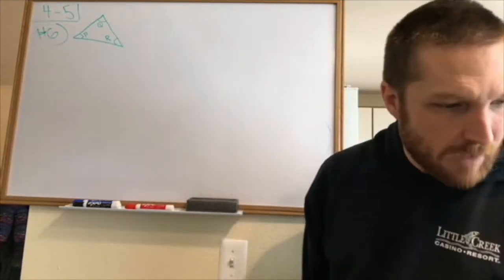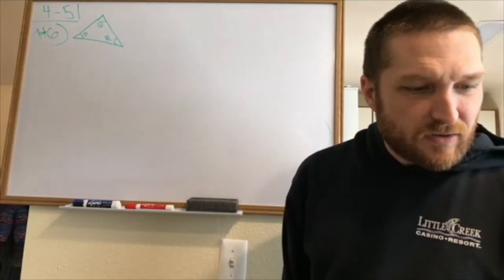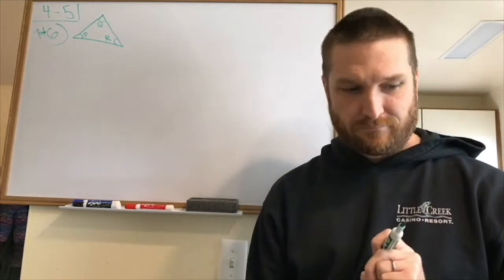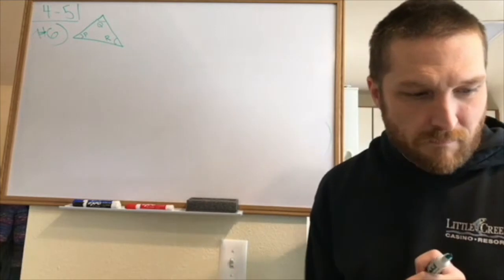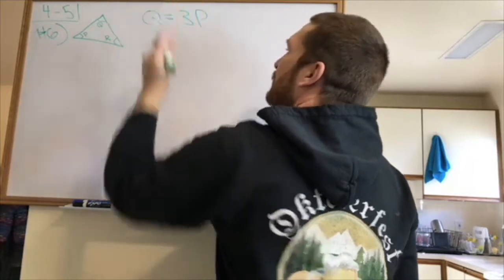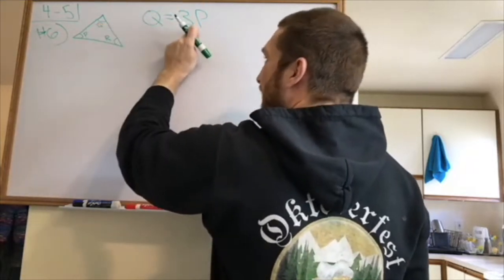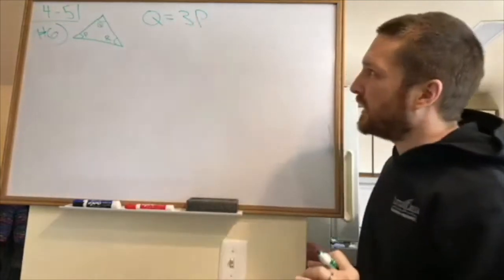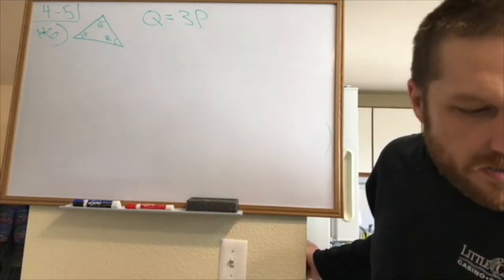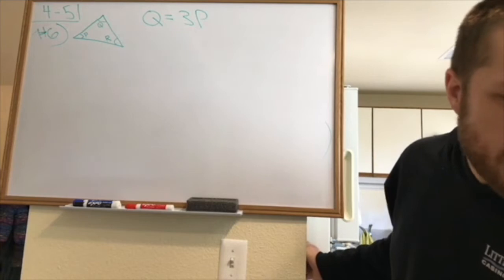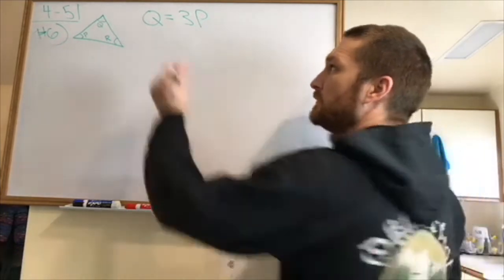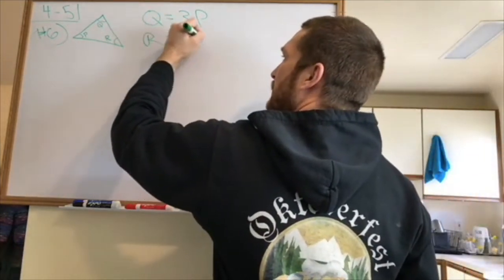Okay. Now, it says the measure of angle Q is 3 times the measure of angle P. How do I write that? Q equals 3p. Cool. I like it. The measure of angle Q, whatever number that is, is 3 times the measure of angle P. Perfect. Now it says the measure of angle R is 30 degrees greater than the measure of angle P. What's my equation for that? R equals p plus 30.